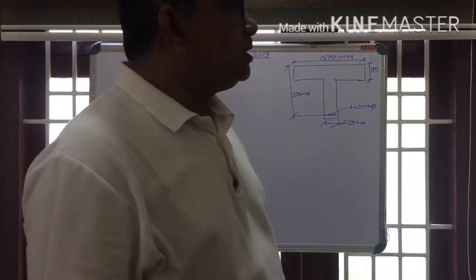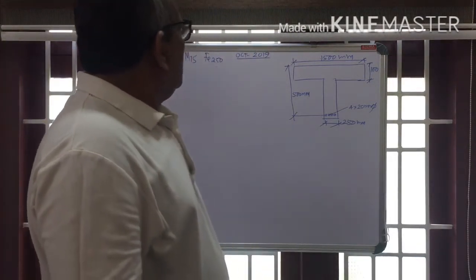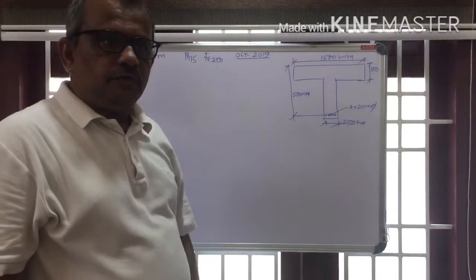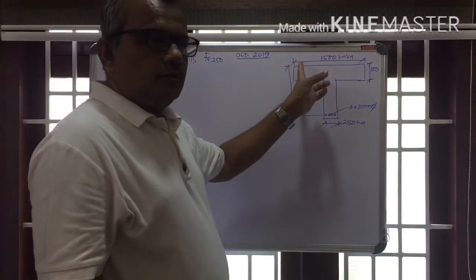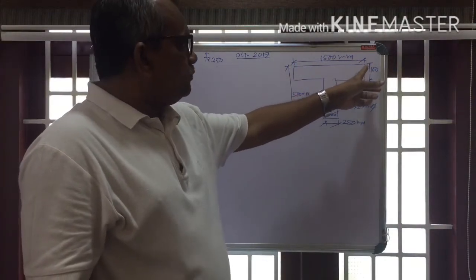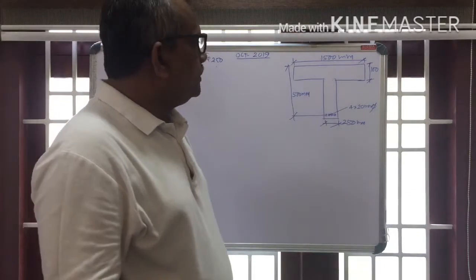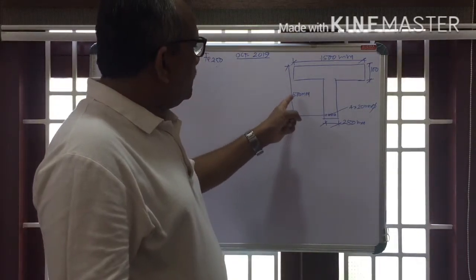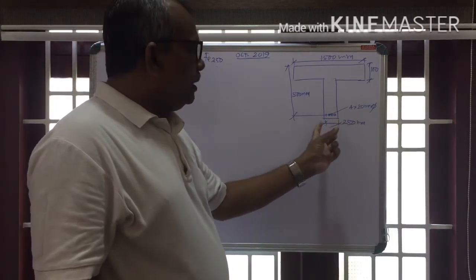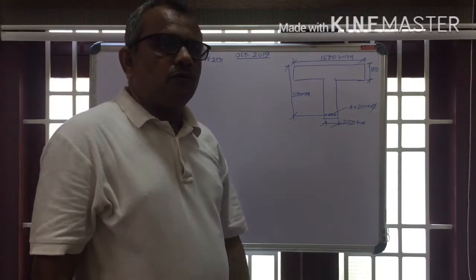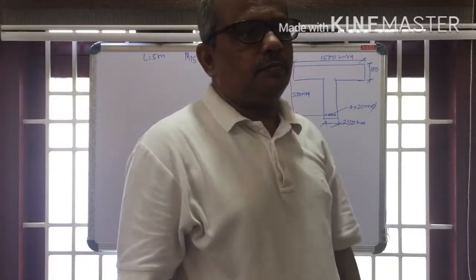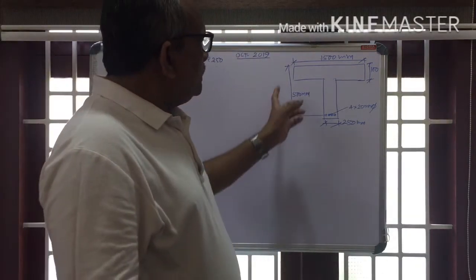Here a question is given. A T-beam of flange width 1500 mm, that is given BF. You know the notation BF, width of the flange 1500 mm, thickness of the flange DF 100 mm, effective depth D is given as 500 mm, thickness of the web 250 mm, and area of steel 4 into 20 mm diameter, 4 bars of 20 mm diameter AST. These are the data given.